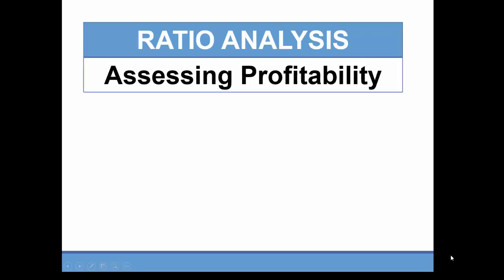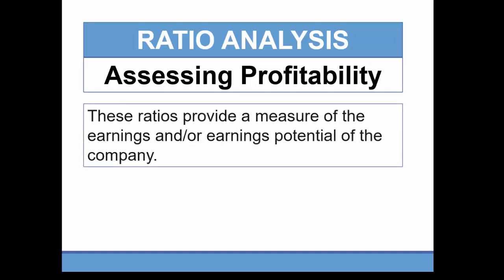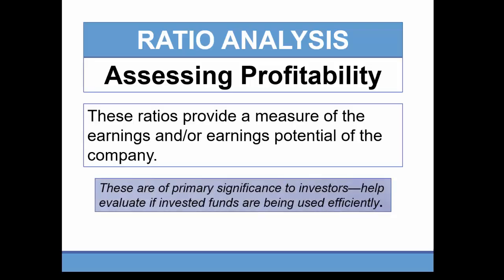Now let's look at ratios that managers would use to assess profitability. This will be looking at earnings and earnings potential. And what managers need to do is to try to look at the profitability of the company through the eyes of an investor, because investors want to know that the company is using their investment to generate a profit.